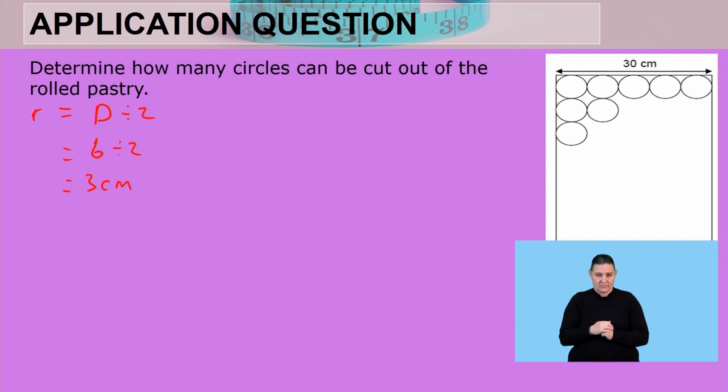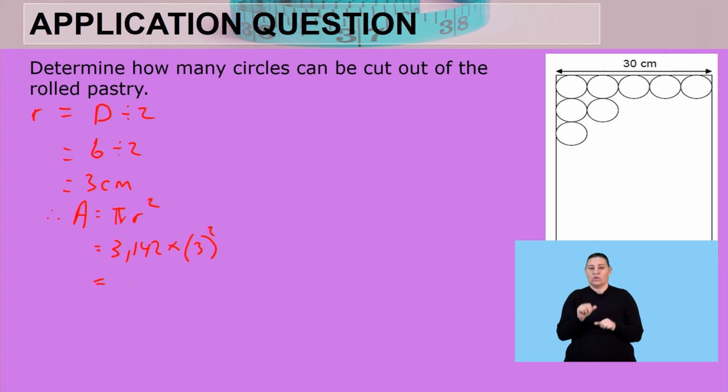Nice. So, once we have the radius, we move on to the second part. We use the formula. And we realize we're dealing with full circles, so we'll use the full formula. Area is pi r squared. No reason to divide it by anything. So pi, 3.142 times 3 squared. And here I get 28.278 centimeters squared. All right, so what does that tell me? That tells me that one of these circles, just one of them, measures 28.278.